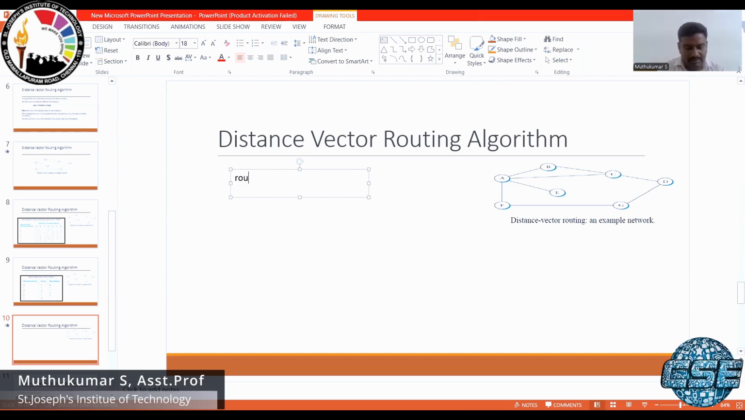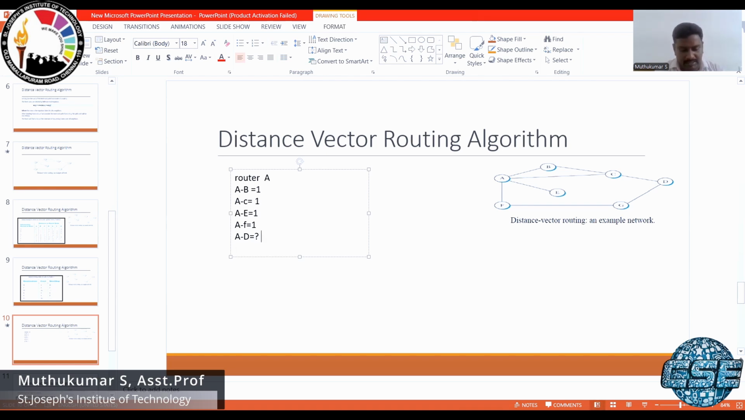So for router A, A to B is 1 because it is a direct path. A to C is also 1. Then A to E is also 1. These are all directly connected. So you can directly write the values, A to F equal to 1. These are all directly connected. So what about A to D? You have to find the value of A to D.